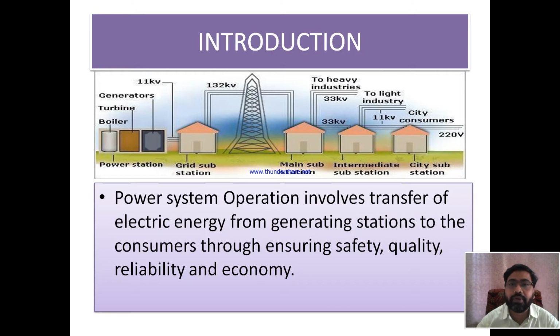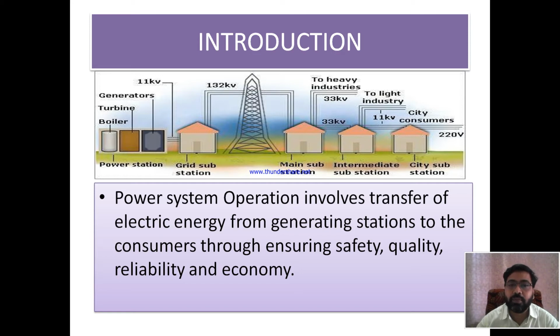Basically, power system operation involves transfer of electric energy from generating stations to the consumers, ensuring safety, quality, reliability, and economy. You know the power production process in a thermal power plant. In this particular session, we are discussing power system operation of thermal plants. A thermal plant basically consists of a boiler, turbine, and generator combination working to produce power at 11 kV.